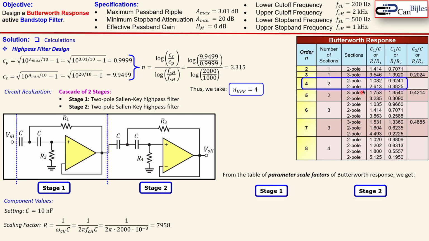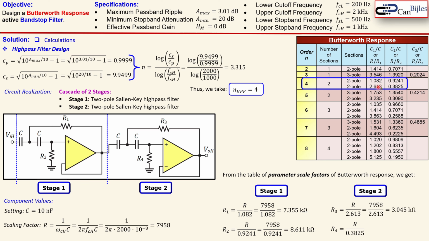Now, from the table, we see the first stage is using 1.082 and 0.9241. That's the first one. And the second one is this. You see here again rewritten such that we have R1 and R2 directly. Now we know R from our scaling factor, and we know the parameter from the table, so we can calculate that. The first one is this, the second resistor is this one. In a similar form for R3 and R4, you can calculate them using the table and our scaling factor as shown here. Now the design is actually completed for our high-pass filter circuit.